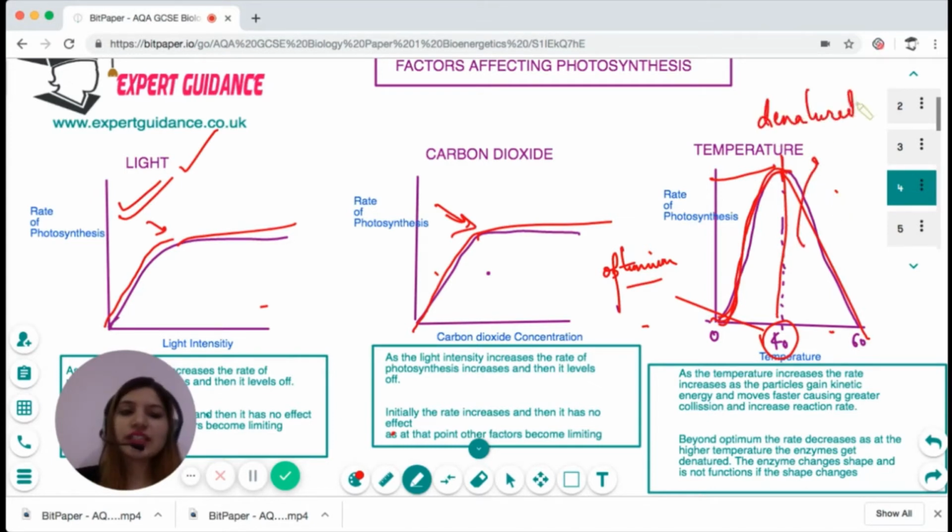You need to remember at this point, you have to use this word: the enzyme gets denatured. Now, what is the denaturation of the enzyme? With high temperature, the proteins, enzymes are generally proteins, sensitive to temperature, the enzyme changes its shape. As the enzyme changes its shape, it is no longer effective as the substrate molecules can no longer bind to it, and that decreases the rate of photosynthesis suddenly.